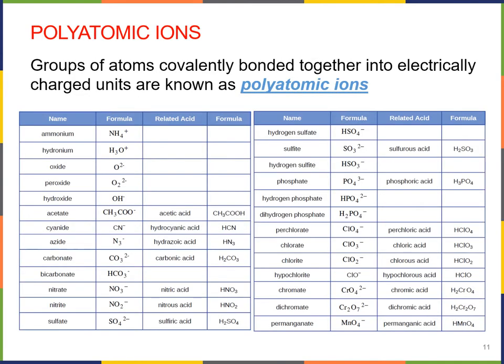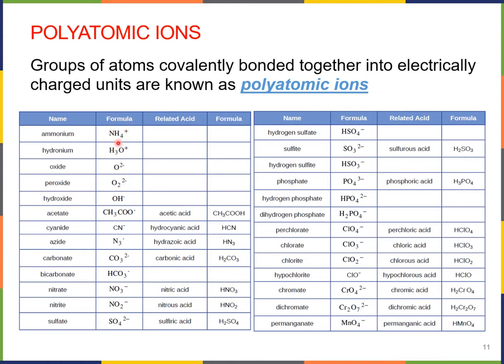Now, sometimes you'll have a chemical entity that looks something like a molecular compound. It's held together by covalent bonds. But the whole unit, instead of being electrically neutral, like a molecule or a molecular compound, has a charge on it. That unit then is known as a polyatomic ion, an ion made up of many atoms.